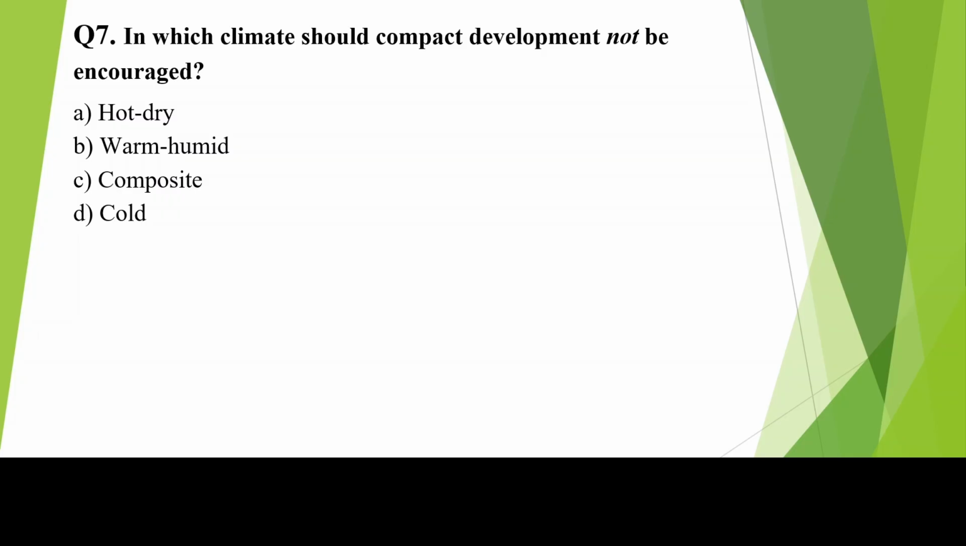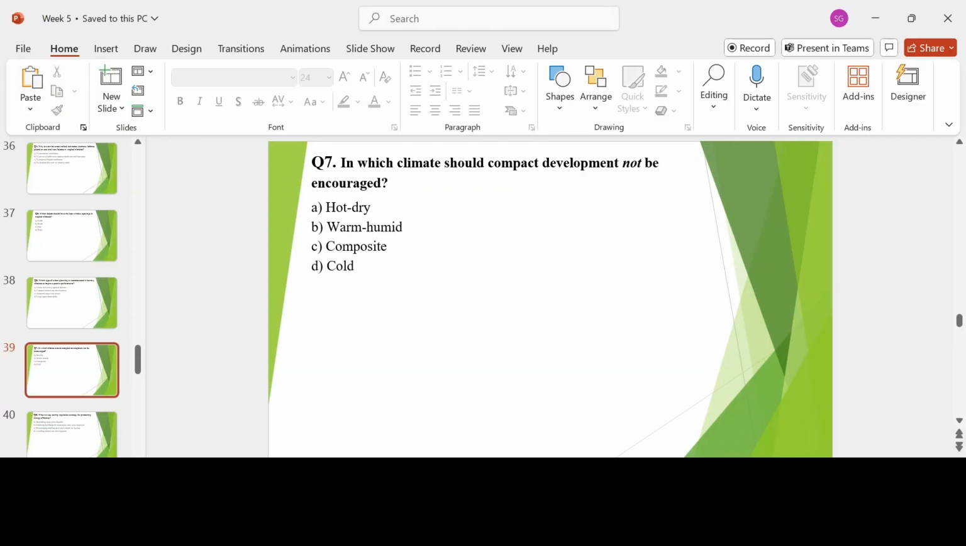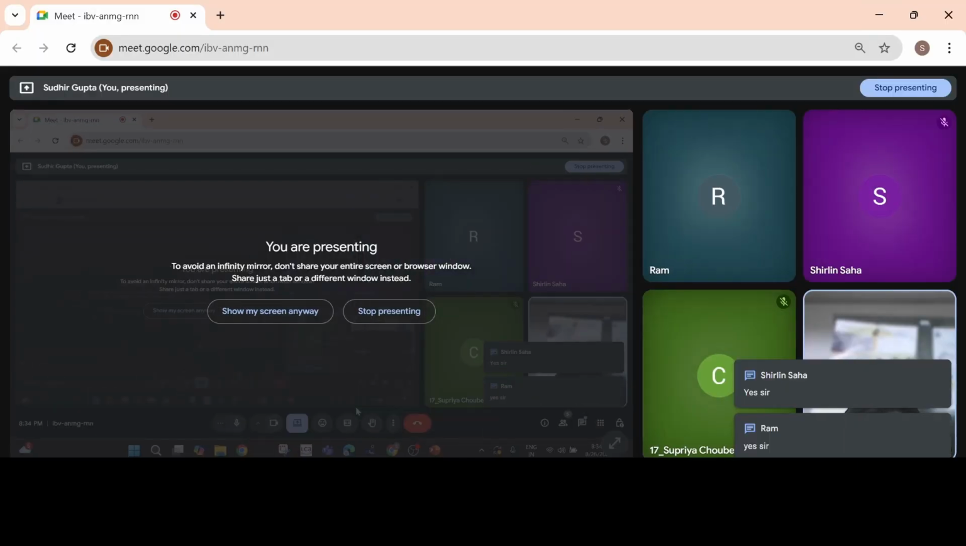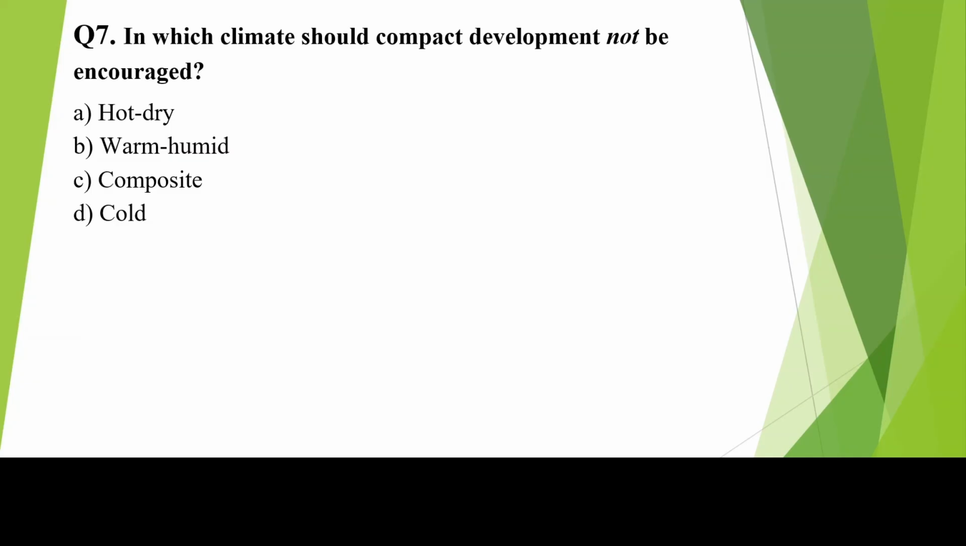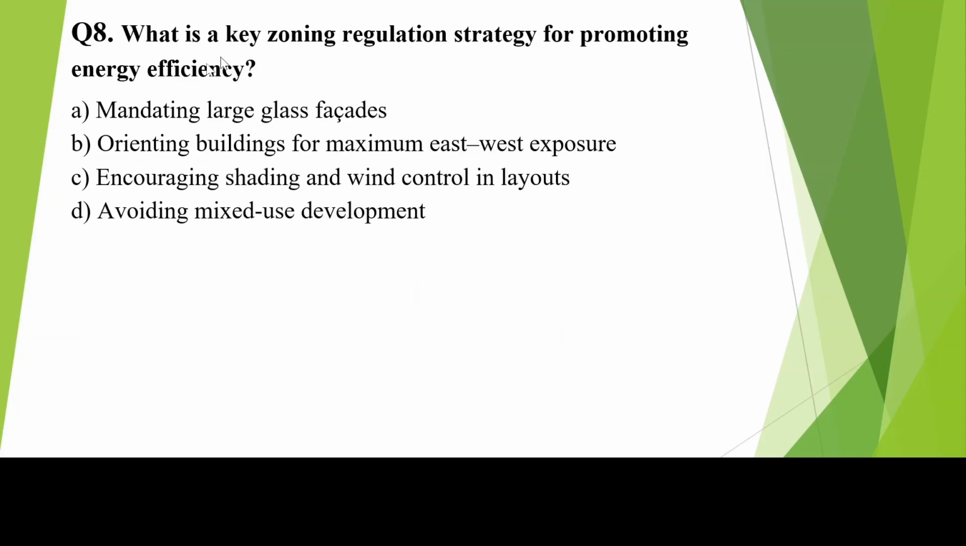If it is clear, then please let me know, then we can move to the next question. I have received some responses from the students. Yeah, so let's move to the next question then. Here's the next question, question number 8. What is the key zoning regulation strategy for promoting energy efficiency?